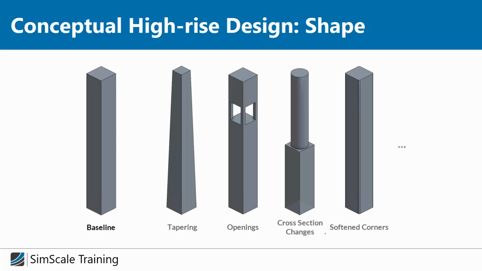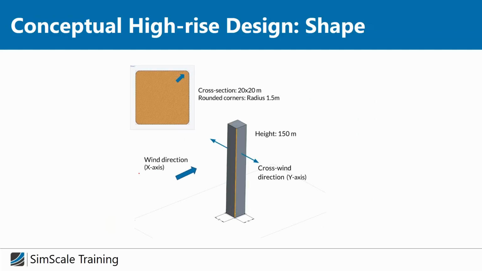And as you know, there are a lot of different design concepts, and these are also introducing risks to your product. For example, you can use openings, you can have cross-section changes, or you can have soft-knit corners. Now, just as an example, I will show you the difference between a building with soft-knit corners and the baseline model. So we did a second simulation, the same setup, basically the same model. The only difference is that we had rounded corners with a radius of about 1.5 meters.